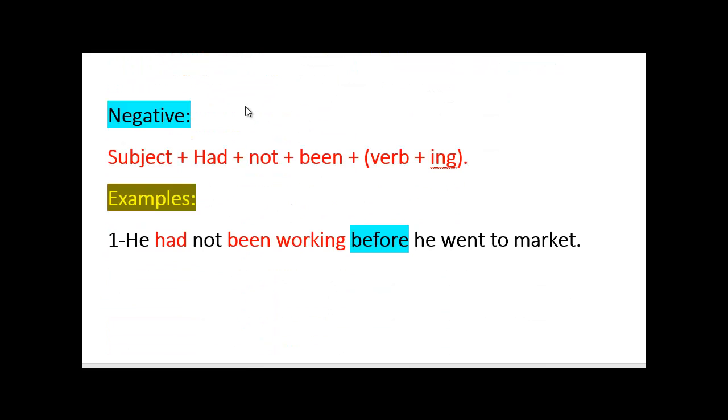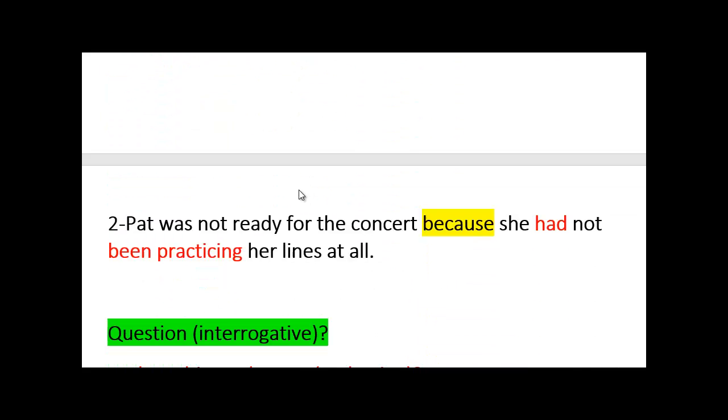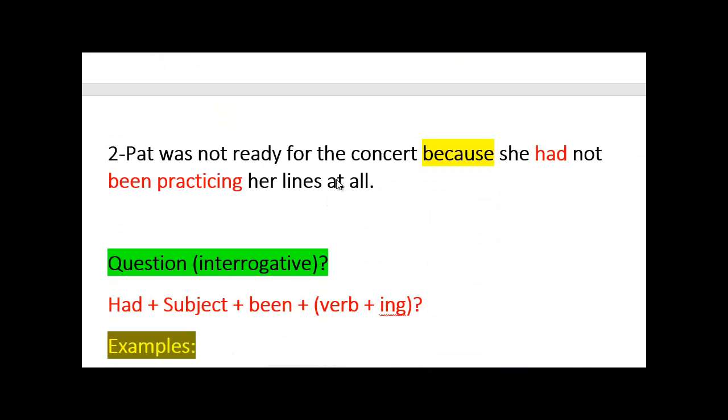For the negative, subject had not been, okay, he had not been working before he went to the market. Got that? Subject he had not been working, and before here has been used as a conjunction to help with the verb, used with the verb, the past perfect continuous, okay, and that's it. That's the negative. So we talked about positive and negative. Here's some other examples. You can check them. You'll find that they are the same.